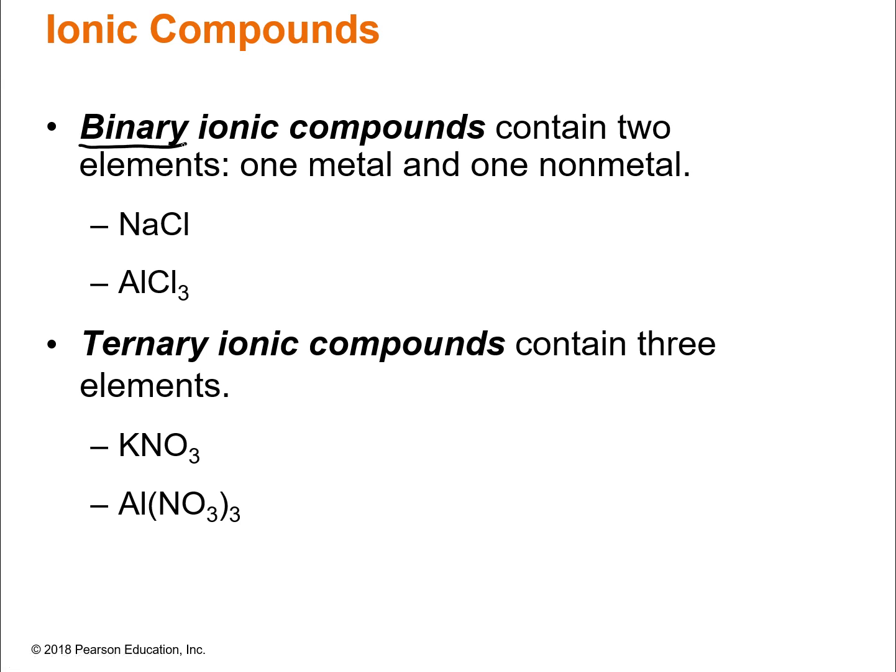Binary means 2. So for a binary ionic compound, you're looking for a compound that contains 2 elements. It's always going to have 1 metal and 1 nonmetal. So here are 2 examples. We've got table salt, which is sodium chloride. Sodium is the metal. Chlorine, that's the nonmetal.